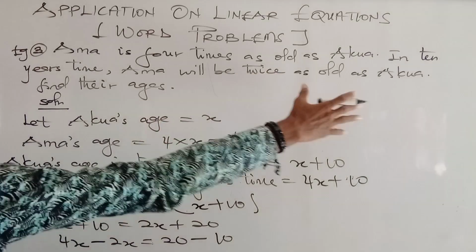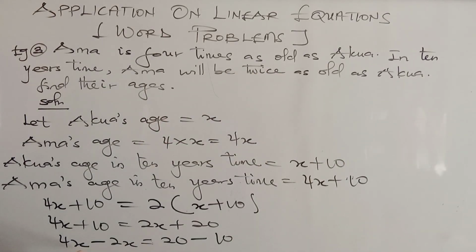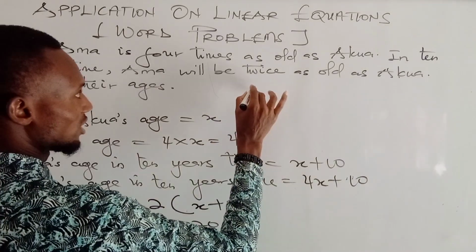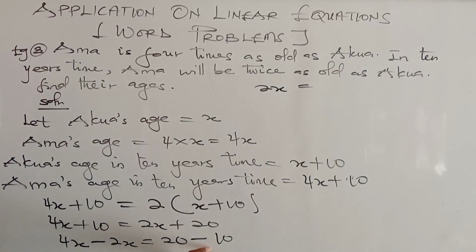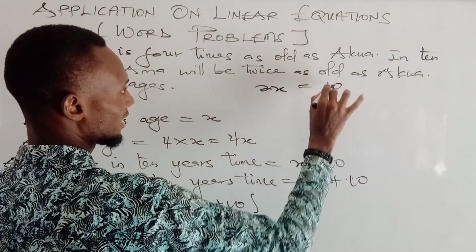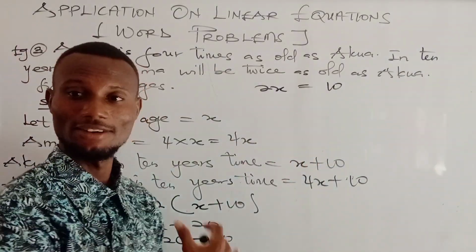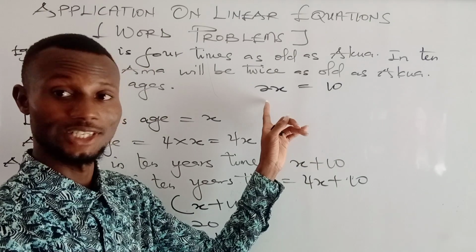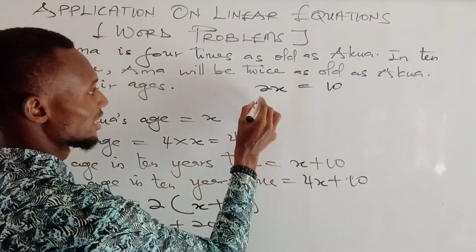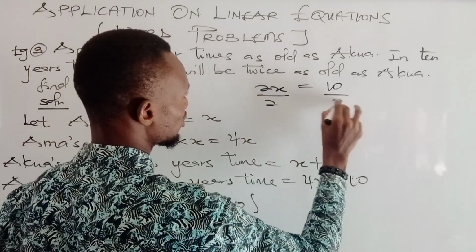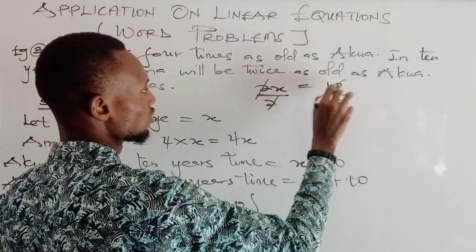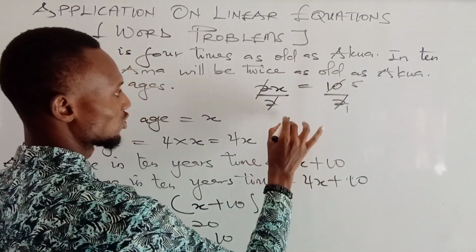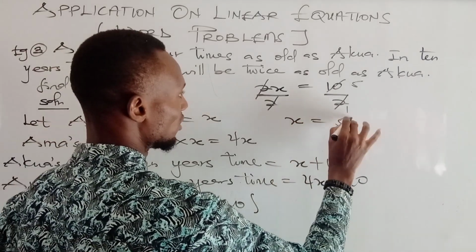Okay, let's continue from this side. So 4s minus 2s is going to give me 2s equals 20 minus 10 is going to give me 10. To get my s, I divide through the equation by the coefficient of s, which is 2. So I divide here by 2 and here also by 2. This and this cancel. 2 goes into 2 once, 2 goes into 10 five times. So you have your s equals 5.